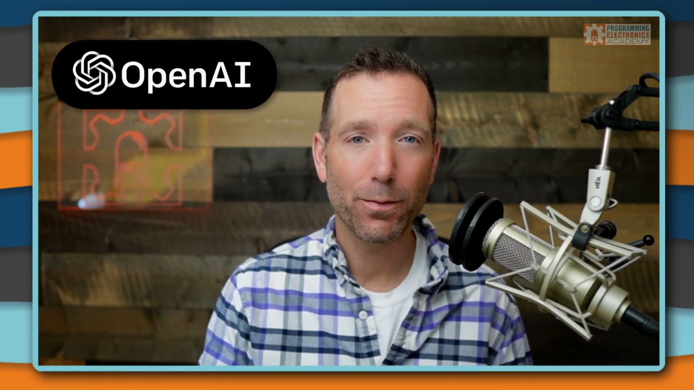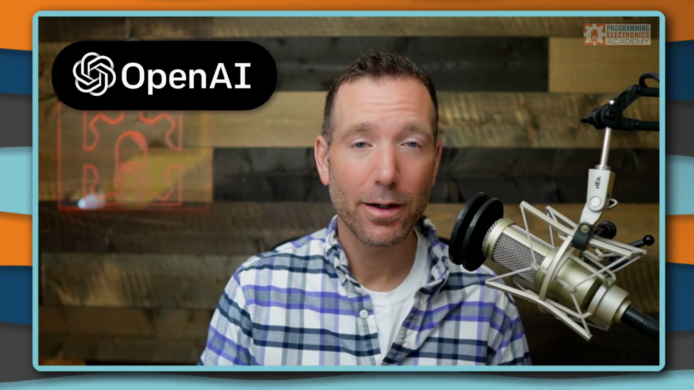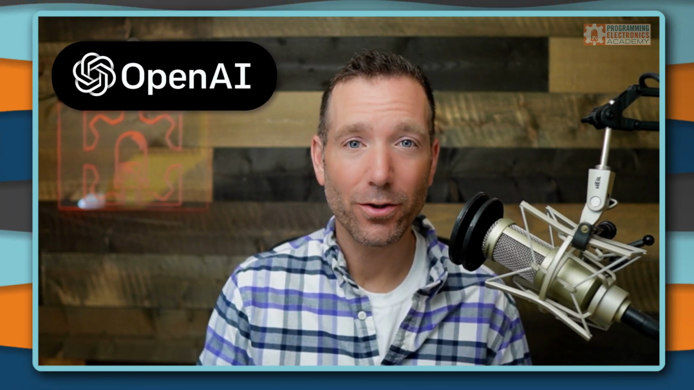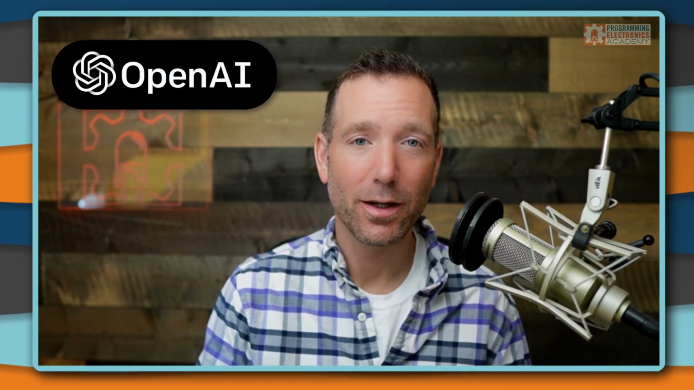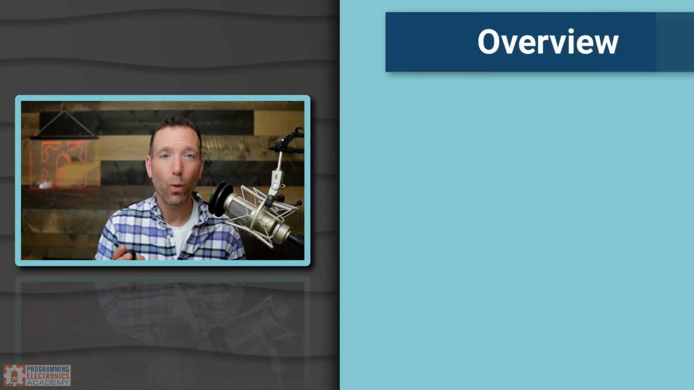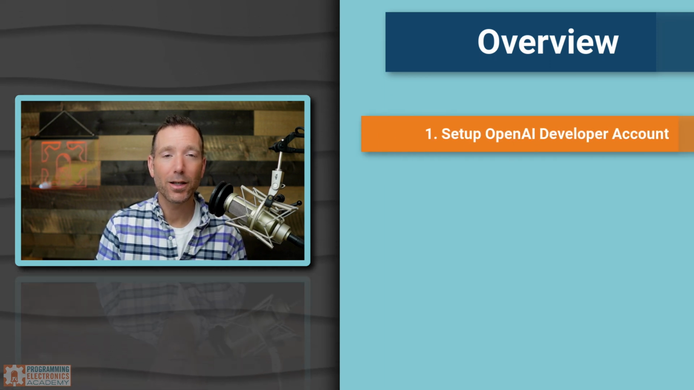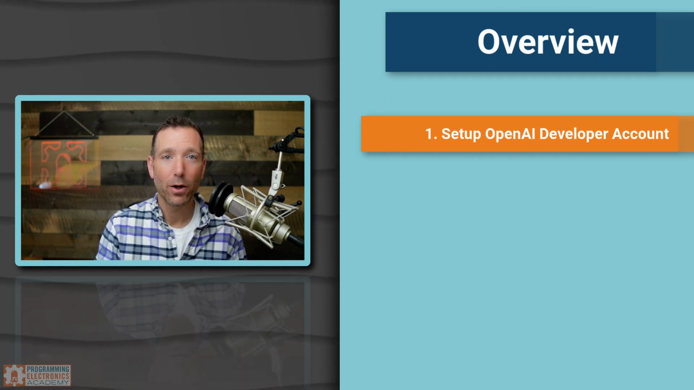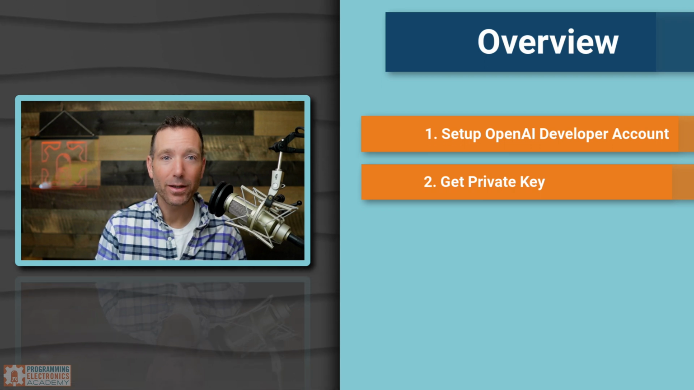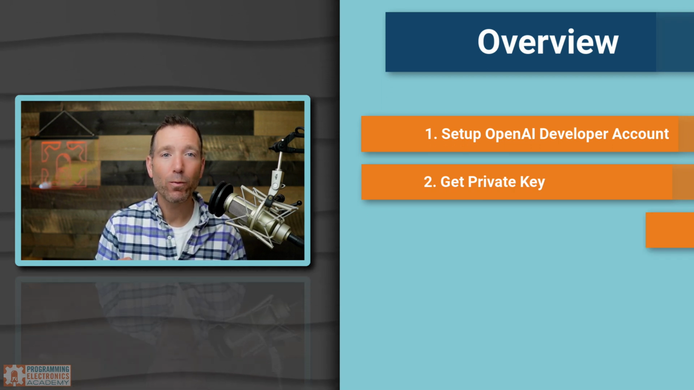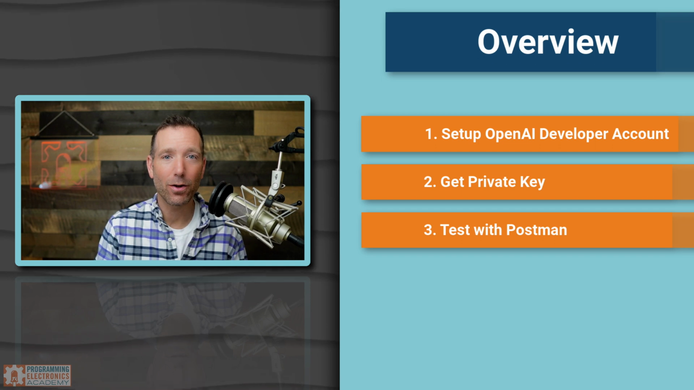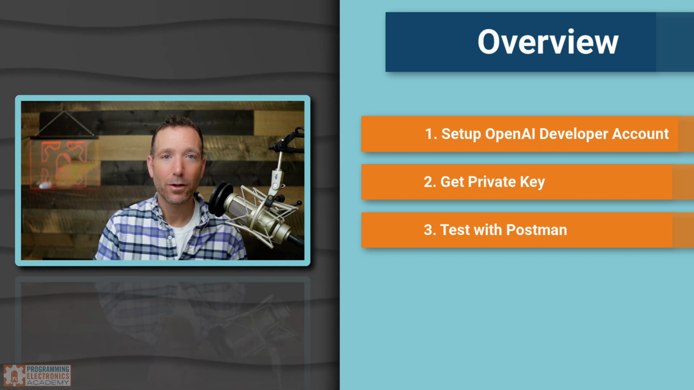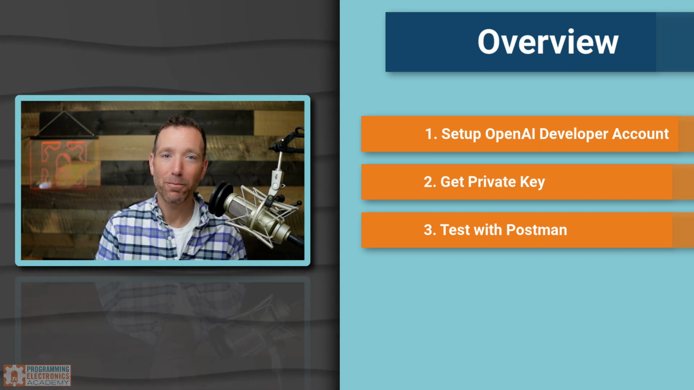This lesson is going to be action-packed. We're going to get you set up with a developer account with the OpenAI API so that we can start using the ChatGPT API. It's going to be pretty cool. Specifically in this lesson, we're going to walk through how to set up an OpenAI developer account. We're going to get a private key that you'll be able to use with the API, and then we're going to test an API call using a tool called Postman. So we are going to hit the ground running here. Let's go.